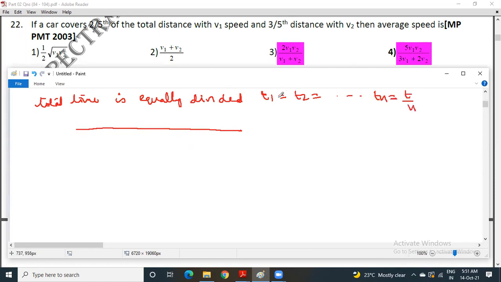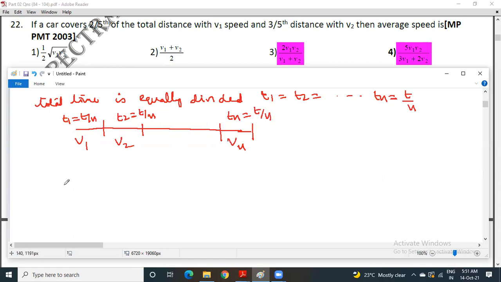Okay, so total distance will be very much there. So first part is T1 is equal to T by n. In this time interval body is moving with speed v1. T2, in this time interval body is moving with v2. So on, let us say this is the last part. This is Tn is also equal to T by n. In this part, body is moving with speed vn.